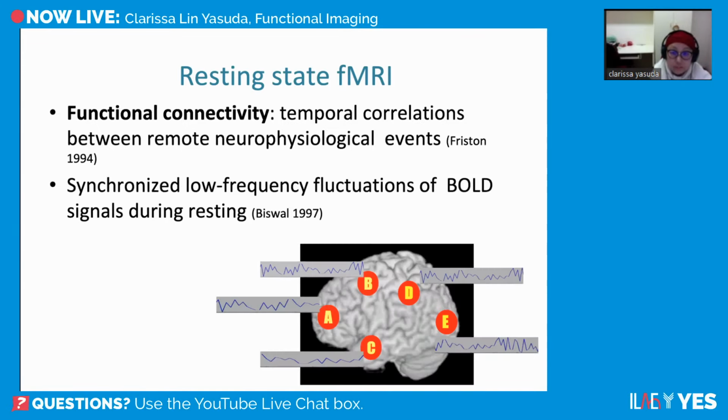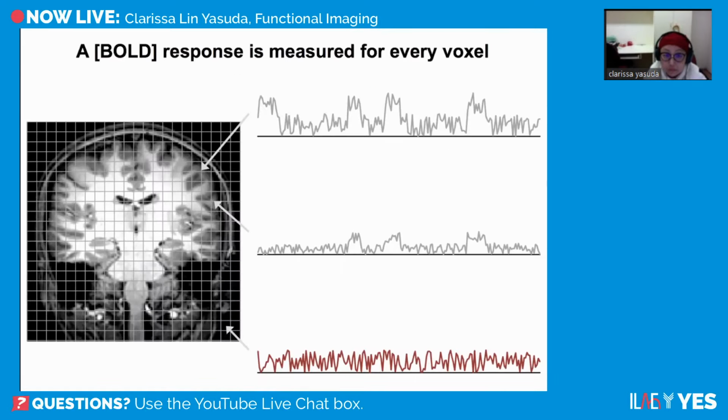So it's an alternative. And what is it based on? It is based on functional connectivity, which is related to the temporal correlations between remote neurophysiological events. And we search for synchronized low-frequency fluctuation of the BOLD signals during rest. So we will see what are the regions that are somehow correlated or connected. Again, we will examine what's happening with the BOLD signal over time in different regions of the brain.